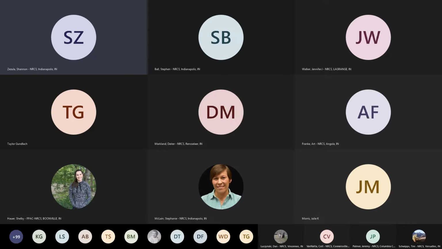Getting us back to our roots of conservation planning, focusing on the importance of that, but then also the important part of how do we bring that into our new business tools of CART. So we're going to continue on that same subject, and we will get right into it.